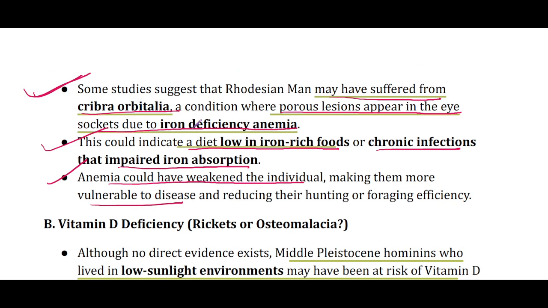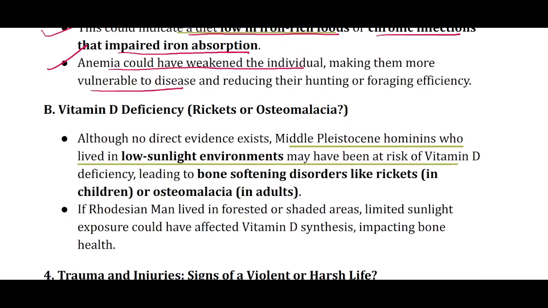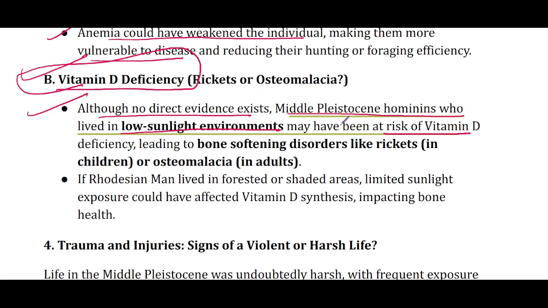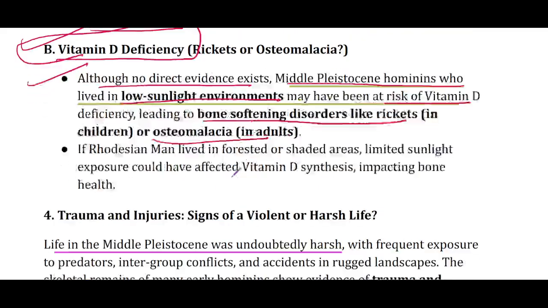So, in short, it suggests that Rhodesian man might have been suffering from iron deficiency anemia, and in another dimension, he might have been suffering from vitamin D deficiency. Although no direct evidence exists, Middle Pleistocene hominins who lived in low-sunlit environments may have been at risk of vitamin D deficiency, leading to bone softening disorders like rickets or osteomalacia.